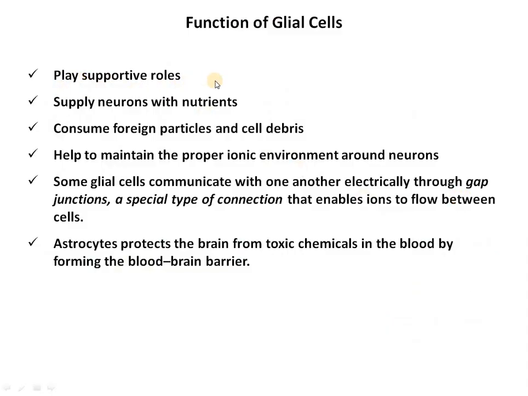So they play a protective role. They support the neuronal cell from different physical damage. They supply the neurons with nutrients. They can consume foreign particles and cell debris, and they help to maintain the proper ionic environment around the cells. Some glial cells communicate with one another electrically through gap junctions, a special type of connection that enables ions to flow between the cells. And astrocytes protect the brain from toxic chemicals in the blood by forming the blood-brain barrier. So these are the common functions of the three types of neuroglial cells I discussed.